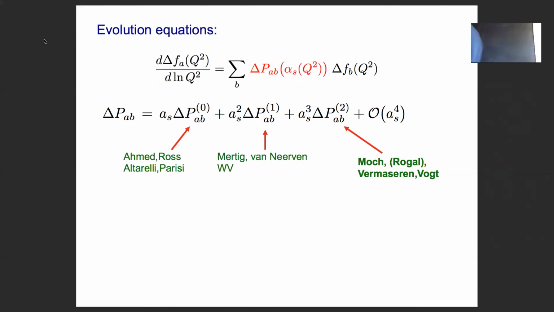It's something we did in the 90s, late 90s. And then recently, over the last 3 years, the full set of next to leading order kernels has been derived by Andreas Vogt, Moch and Jos Vermaseren, together for a while with the student Rogal. And so now this thing is completely known to 3-loop order, which is next to leading order.